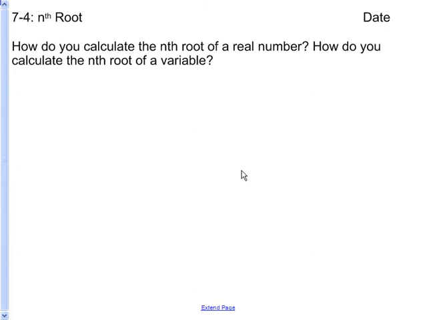Today's lesson is going to be about the nth root, and so what that means is it could be like the 5th root, it could be the 10th root, it could be any number n, which we're calling the nth root. So here's your title page, your title and your essential question. You can go ahead and hit pause and copy that down.